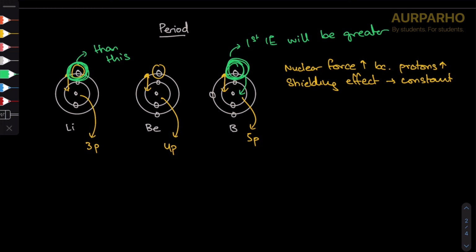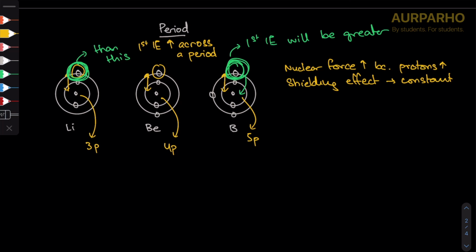So as a result, the trend turns out to be the first ionization energy across a period increases across a period. Now there are a few exceptions to this. Let's see.